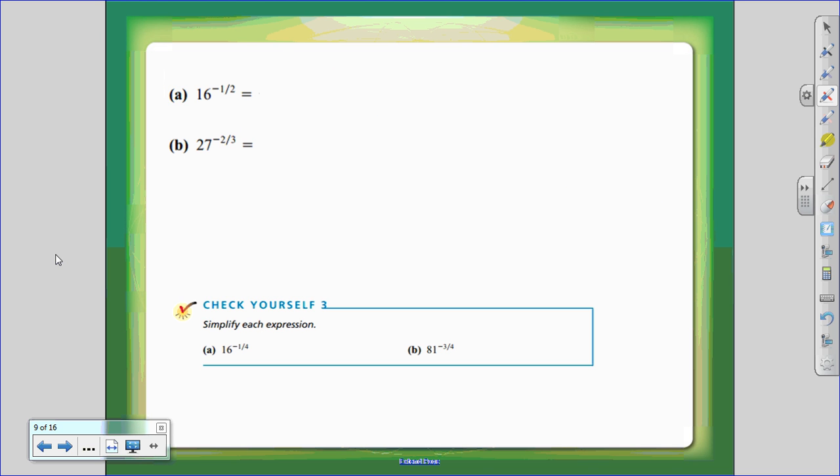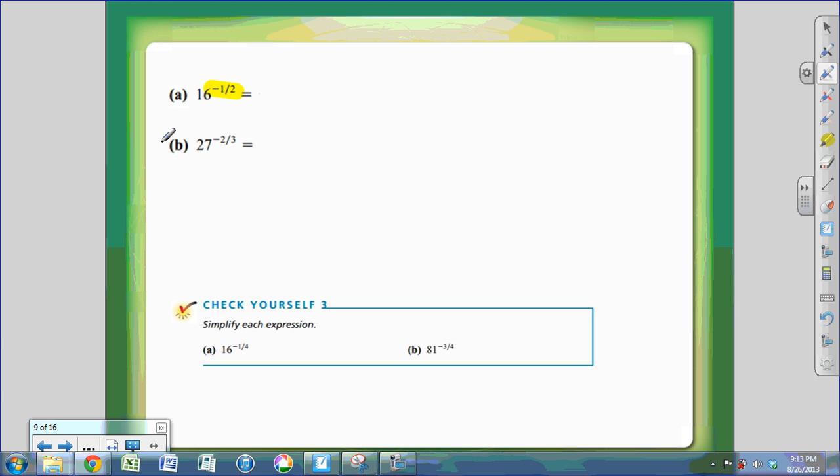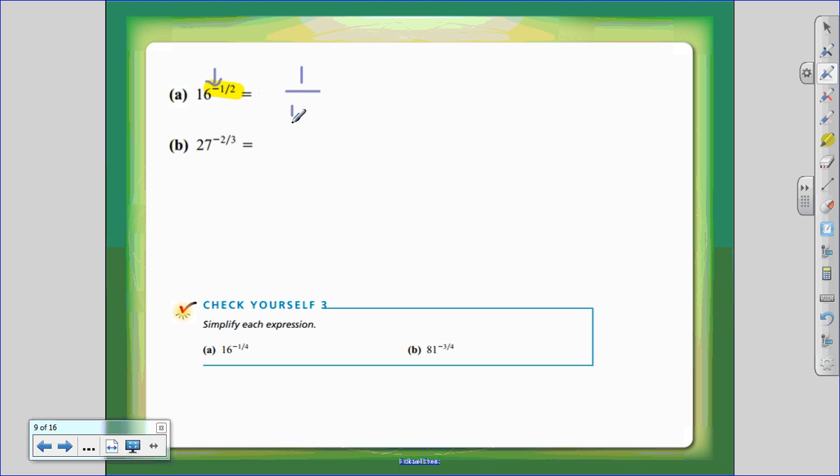Now, sometimes we have negatives in our exponent. So not only do we have a half, but we have a negative half. So this just adds one more little step that we have to do. So if you have a negative sign, it actually means you're going to put 1 over 16 to the half power. So we're still going to treat this 16 to the half just like we would before, but now we've created a fraction. So we have the square root of 16, which is 4. So the answer is 1/4.